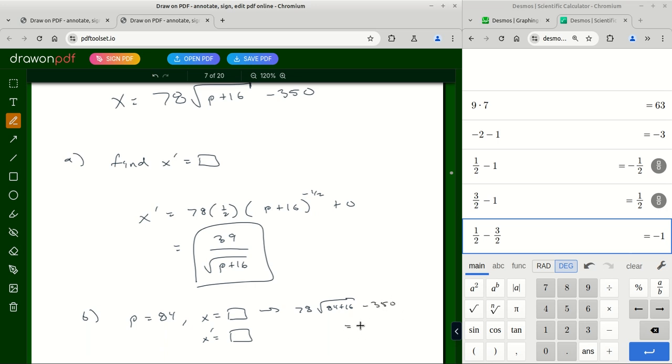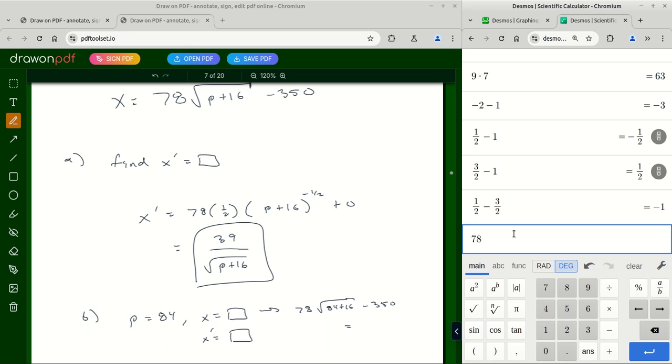When you do that math, you know what? I've got a calculator. Let's do it. So 78 times the square root of this thing plus that thing. Then minus the 350. Yep, there you go. Equals 430. That's your first answer.